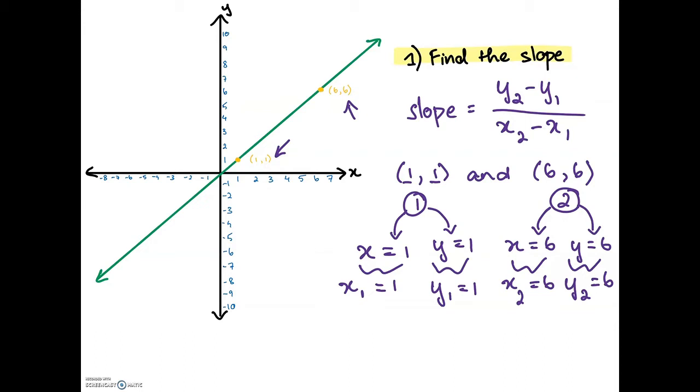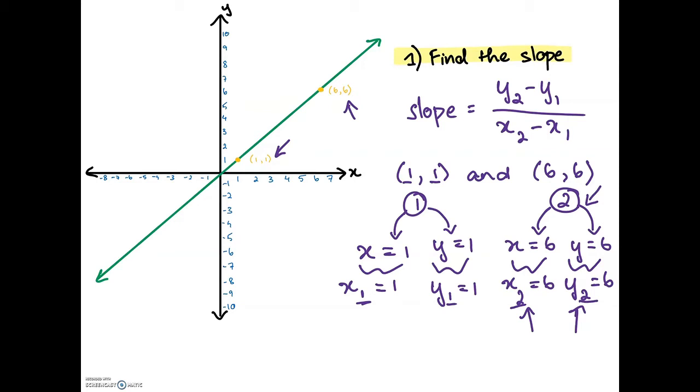There are two things to note here. You can assign either point as your first or second. We could make (1, 1) our second coordinate and (6, 6) our first. It doesn't really matter. But if you assign (6, 6) as your second coordinate, as I have done here, both of your subscripts need to be the same. The subscript is just the number at the bottom. Here we have 1, here 1, here 2, and here 2. If this is your second coordinate, the subscript has to be 2 for both your x and your y.